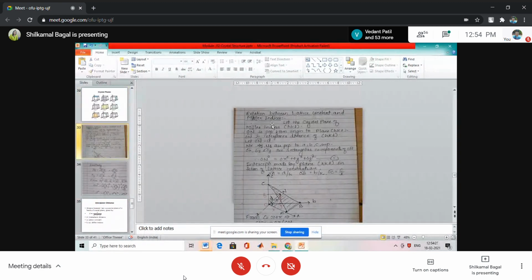Now there is a relation between the lattice constant and the Miller indices of the crystal plane. For that we will consider in general a crystal whose lattice constants are a, b, c, and let the crystal plane have Miller indices hkl in general, like 110 or 100. Suppose a plane having Miller indices hkl.